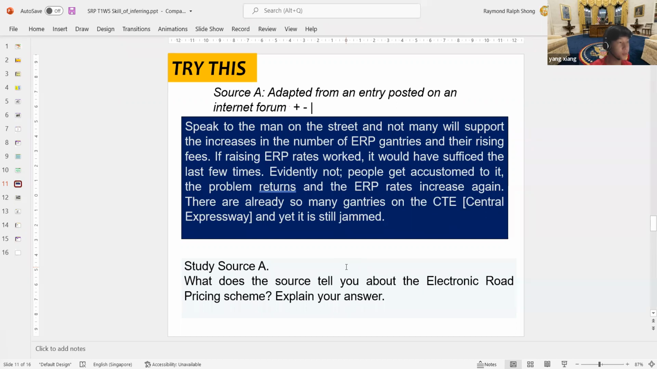If raising ERP rates worked, it would have sufficed the last few times. Evidently not. People get accustomed to it. The problem returns and the ERP rates increase again. There are already so many gantries on the CTE, Central Expressway, and yet it is still jammed. Exactly. So you say, what does the source tell you about the ERP schemes?